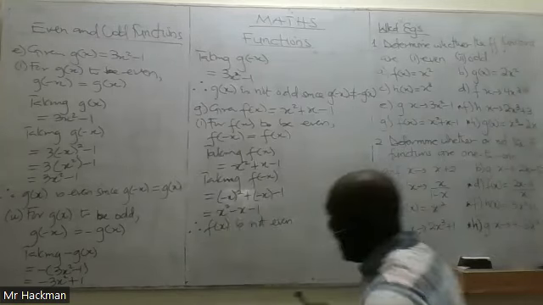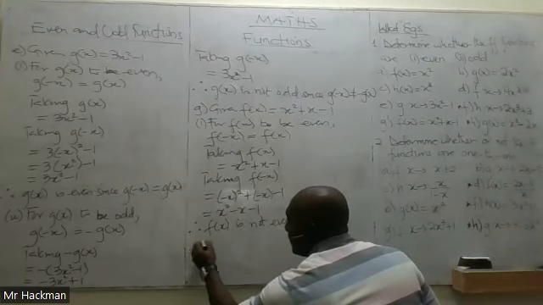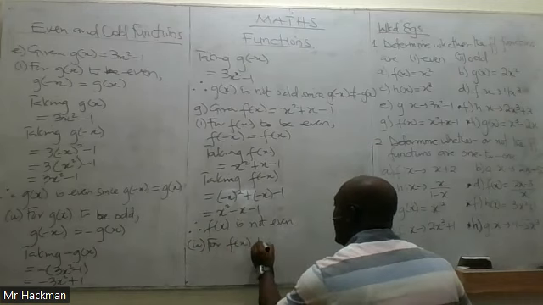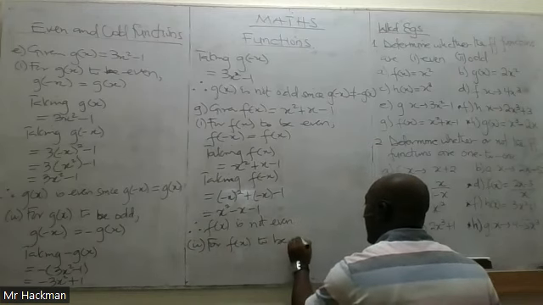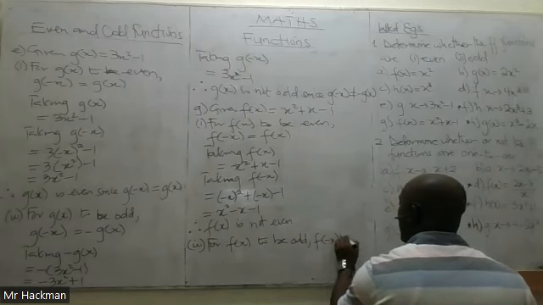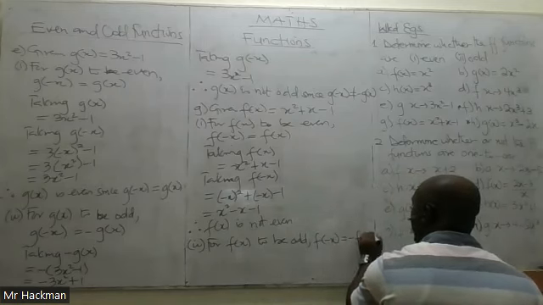All right, so we are going to look at the second situation, which is II. For f of x to be odd, the condition is that f of minus x should be equal to minus f of x.